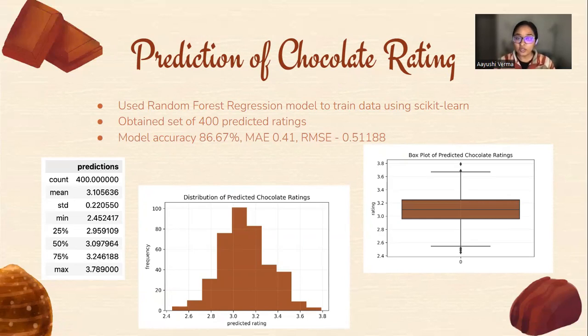We were able to obtain a model accuracy of 86.67%, a mean absolute error of 0.41, and a root mean square error of 0.5. These are some plots and statistics we were able to generate from our predicted chocolate ratings.